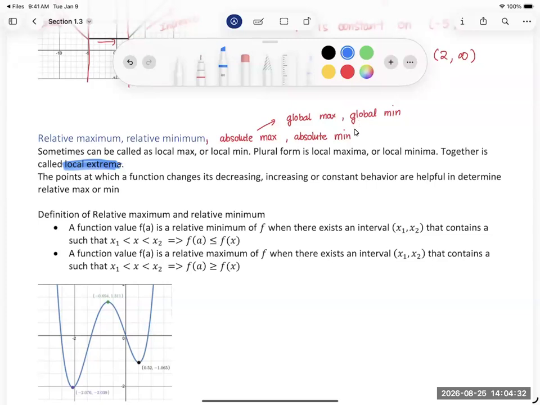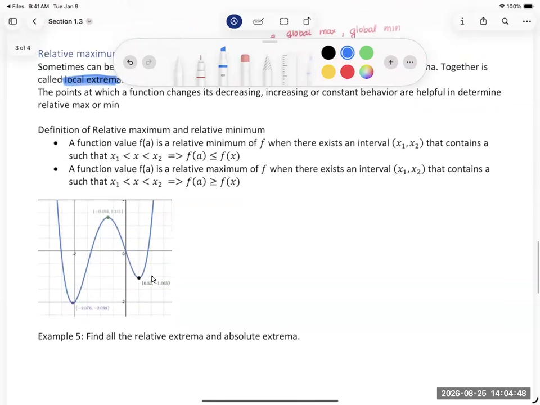So how are we going to determine all these on the graph? The points at which a function changes from increasing, decreasing, or constant behavior are very useful in determining the relative max and min. Okay, so let's take a look at this graph. How are we going to determine whether at the point x there's a local max or local min? Let's first determine the increasing and decreasing intervals.